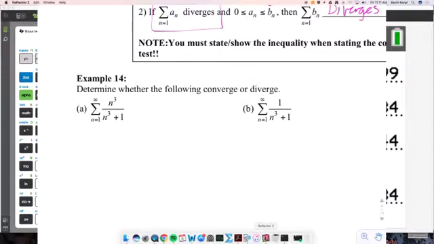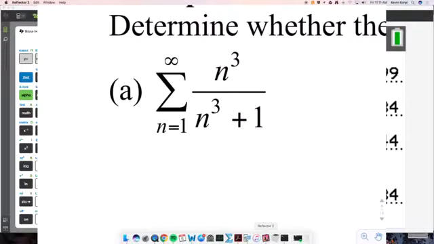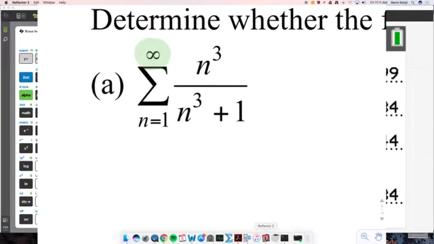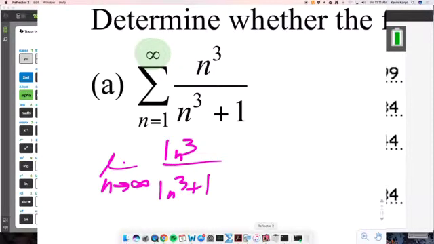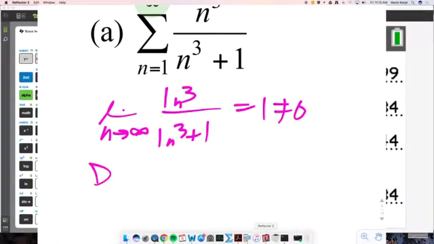Determine whether the following converge or diverge. Okay, so now I'm not giving you any hint. What's the first thing that we always do, never not first, when we're trying to determine convergence or divergence? Nth term test. Do the terms go to 0? No! The limit as n goes to infinity of n cubed over n cubed plus 1 is 1, which is not 0. So this thing diverges by the nth term test.